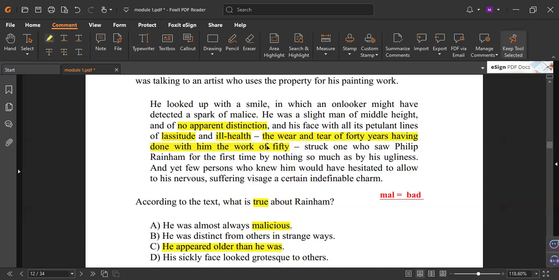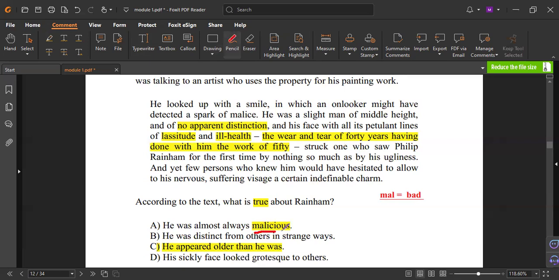So this emphasizes information to tell you more about the ill health and the lassitude, the wear and tear of 40 years, having done with him the work of 50. So he is 40, but he looks 50. That means he appeared older than he was. That supports letter C, but wait, let's find out.